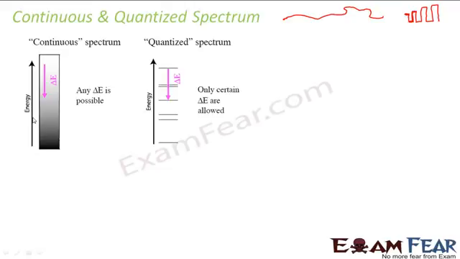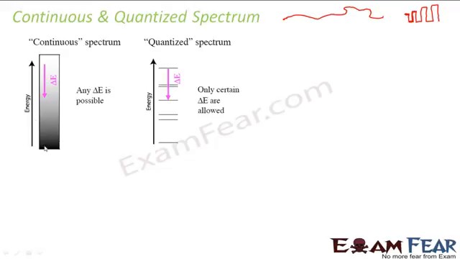So quantized spectrum means a spectrum which consists of spectral lines, very specific spectral lines. That means it has only discrete allowed spectral lines, whereas a continuous spectrum means it has a spectrum which does not have discrete lines. It has a band in a continuous range, right? So if you look at this continuous spectrum here, what do you see?